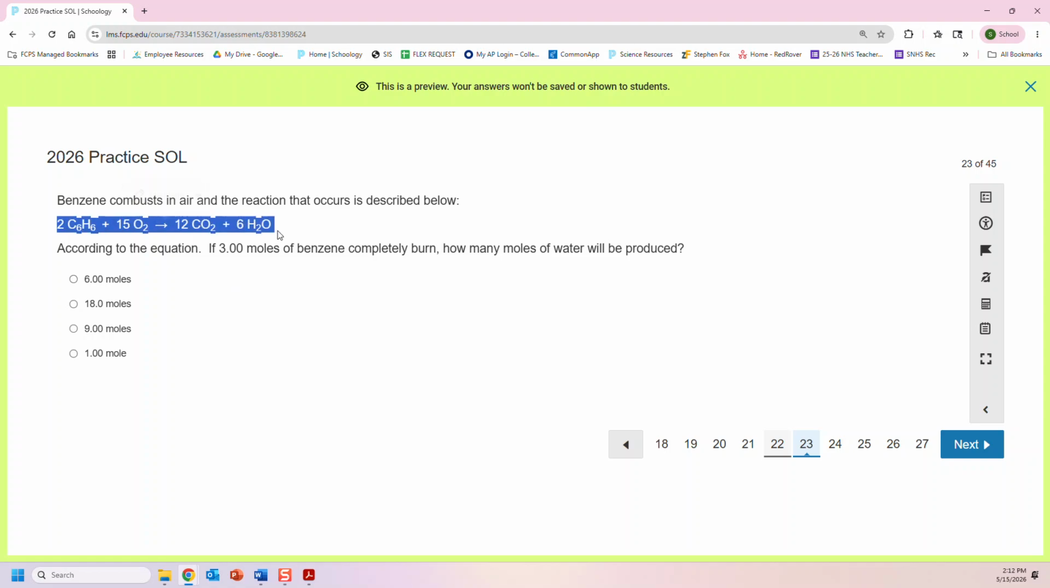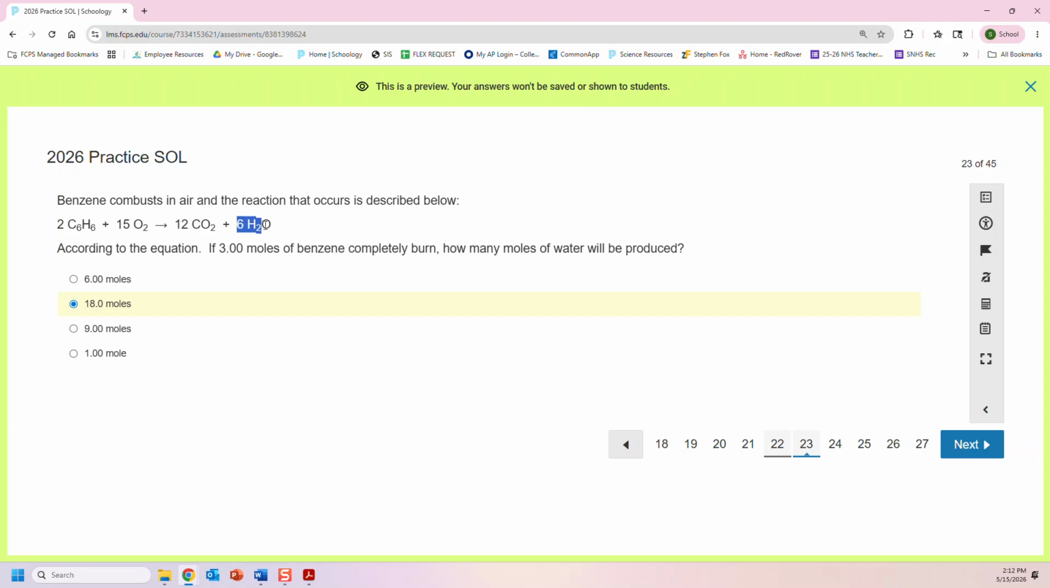So here we got a combustion reaction. They give us the balanced equation, right? It says benzene. If you don't know what benzene is, hopefully you know what these other three things are, so you realize that whatever benzene is, it must be this thing, right? According to the equation, if 3 moles of benzene completely burn, how many moles of water will be produced? So real easy, and you probably do it in your head because you already have moles. Remember, the first thing to do is take the given amount and convert it to moles, but we already have moles of benzene.